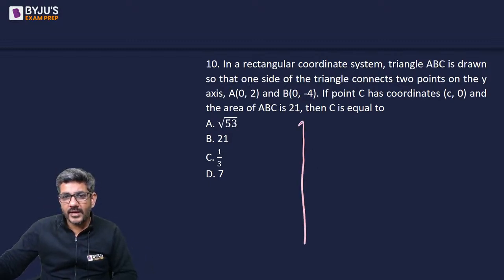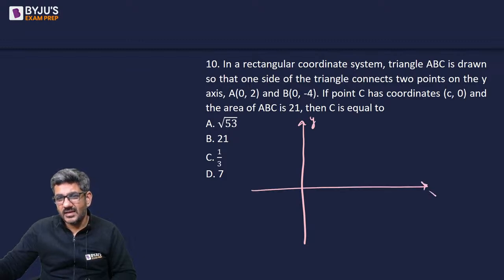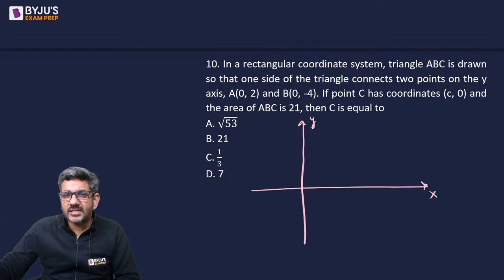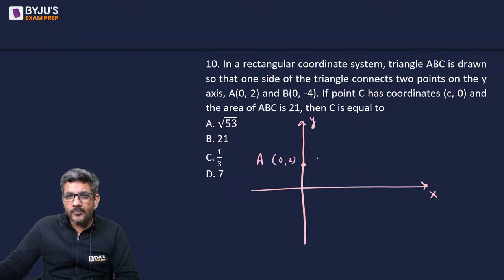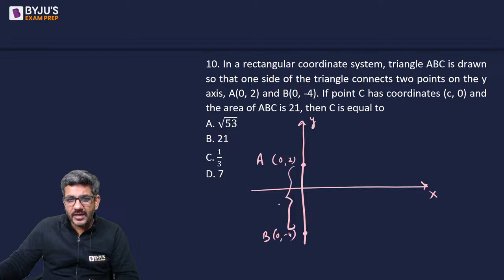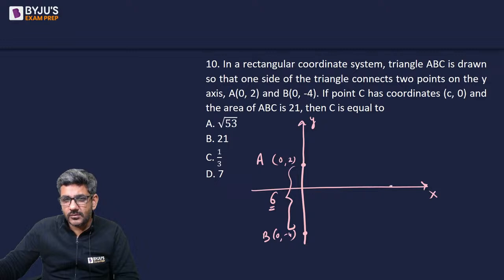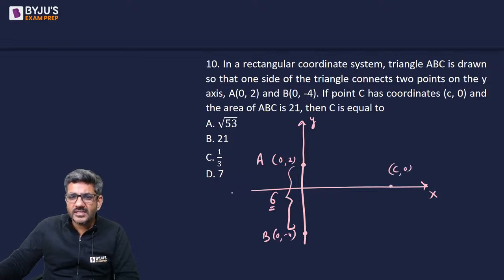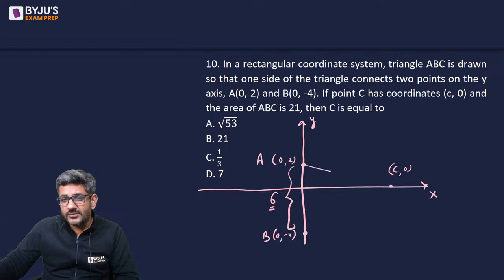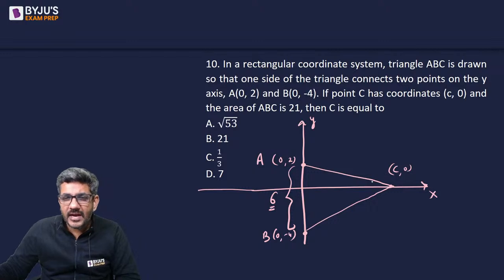So this is, let's say, the y-axis, and this is, let us say, the x-axis. He says ABC is a triangle in which one point is (0, 2). So (0, 2) would be somewhere here. That's point A. Point B is (0, -4). So point B would be somewhere here. I can say the distance between A and B is 6 units. If the point C has coordinate (c, 0), so point C is here. Of course, it can be on the other side as well. Something like this. And the area of triangle ABC is 21.